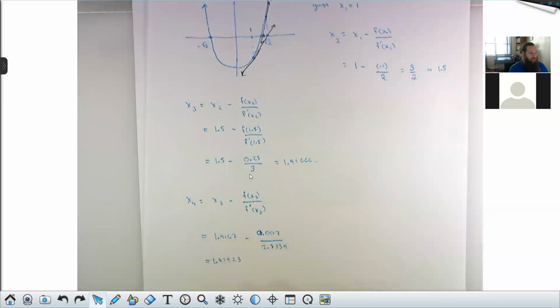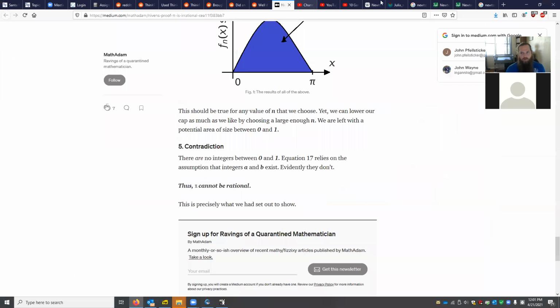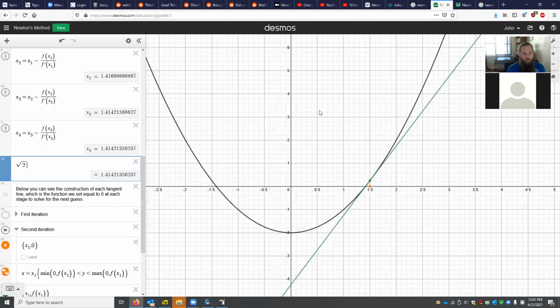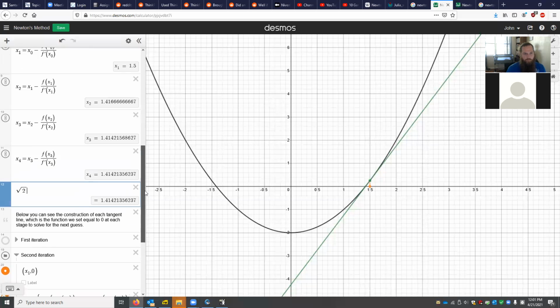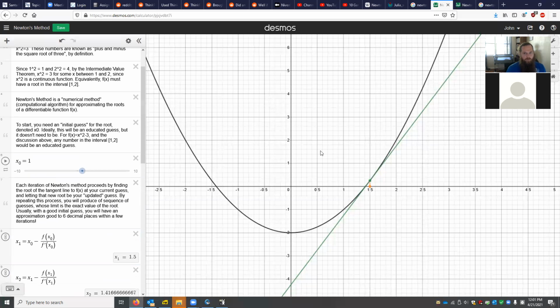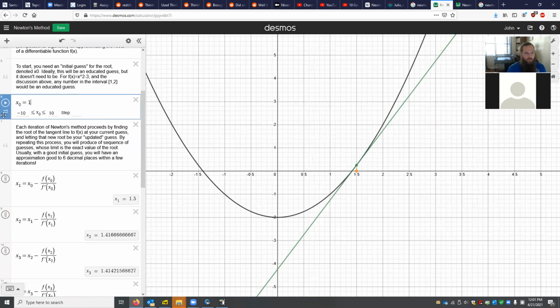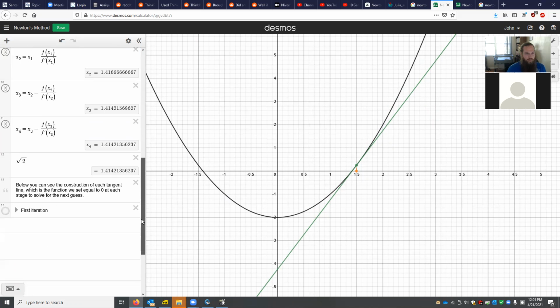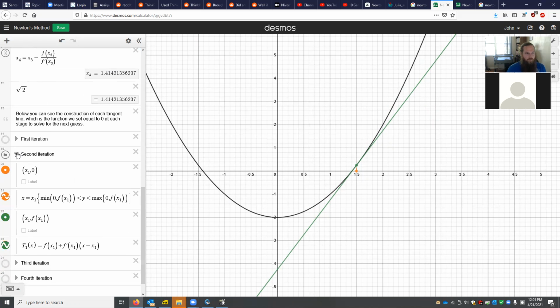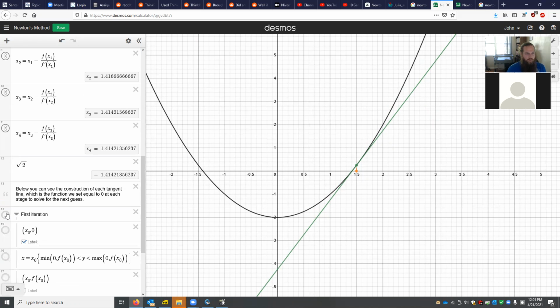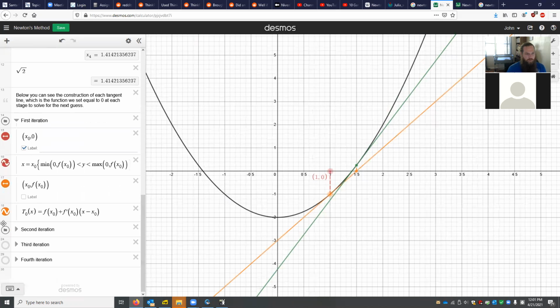I don't have anywhere near enough space to draw it in there, but I can show you in Desmos. I think I have a Newton's method thing here. Yeah, all right. So look at the picture. This is our function, right? x squared minus 2. If I take my first guess to be 1, I can show you what my first iteration of Newton's method looks like. So here it is.